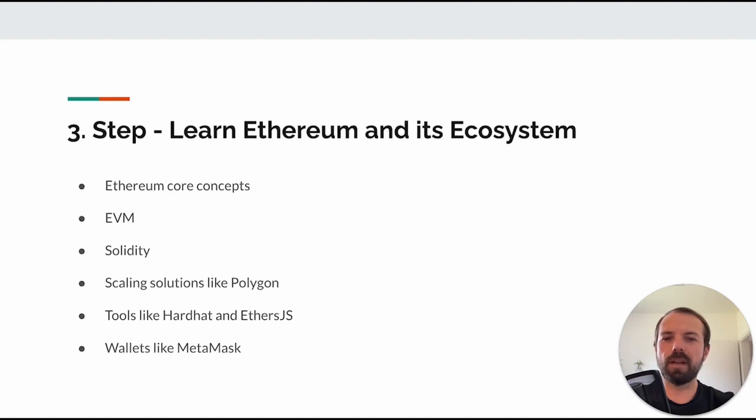So learn here Ethereum, the core concepts of it, learn the EVM, learn Solidity, which is a programming language, learn scaling solutions like Polygon, learn tools like Hardhat and Ethers.js. You need those to set up projects and to interface with the blockchain. And you also need to learn wallets like MetaMask. So how they are working, how they can be integrated, what can be done, what cannot be done. So it's really crucial to understand everything in great detail.